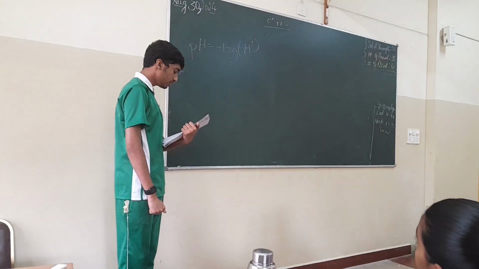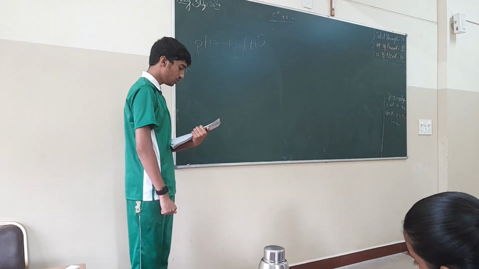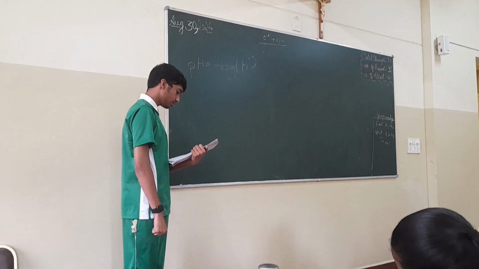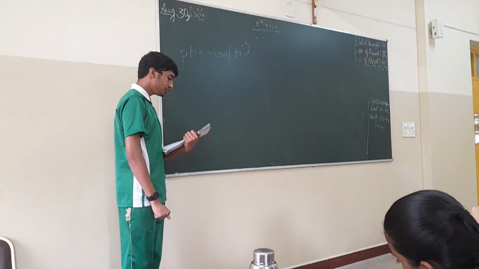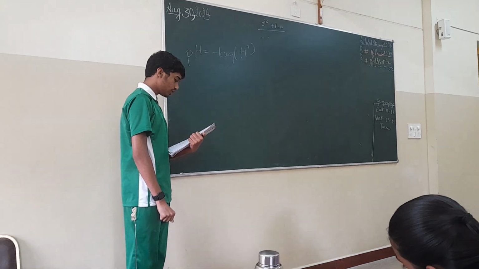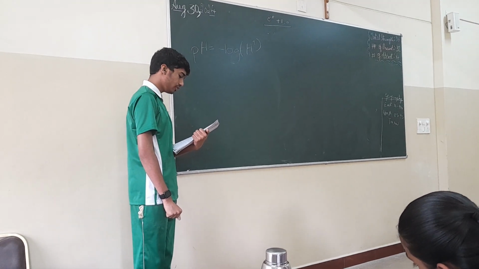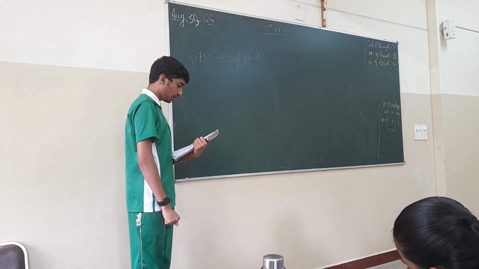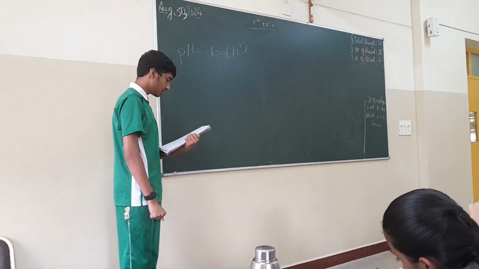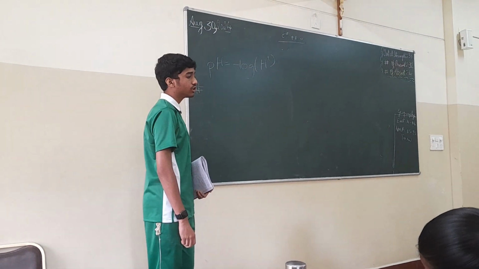A solution has 4.2 into 10 power negative 5 hydrogen ions dissolved in it. Find the pH level of the solution.